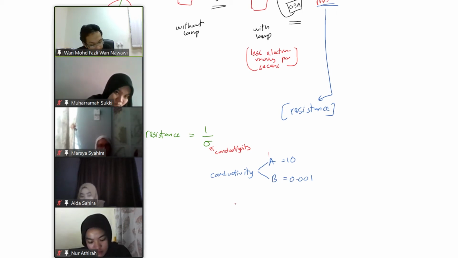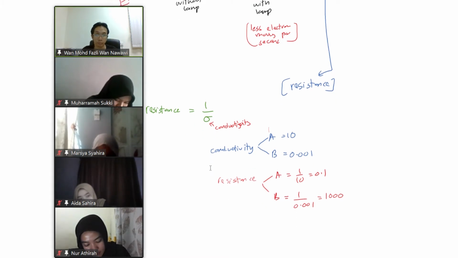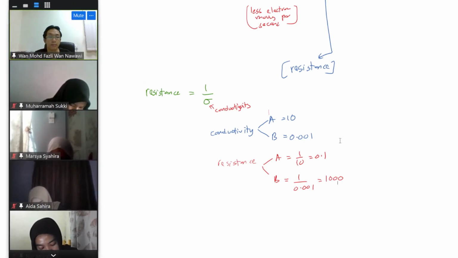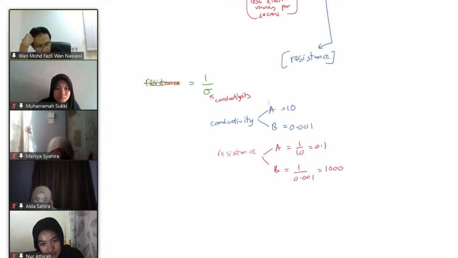But if you talk about the resistance, it's just the inverse. So you can see that A is 1/10, so 0.1. B is 1/0.001, so you get 1000. So in terms of resistance, B has more resistance than A. So just to show you that resistance is just the inverse of conductivity. But it's not as simple as that actually. You also need to include the length. So this we call resistivity. This is not resistance. This is resistivity.